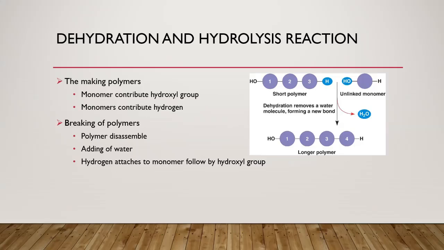Hydrolysis and dehydration reaction. A dehydration reaction is the process by which monomers are covalently linked together with the loss of water. In the process, one monomer contributes the hydroxyl group, which is the OH negative, and the other monomer contributes the hydrogen group, which is the H positive.